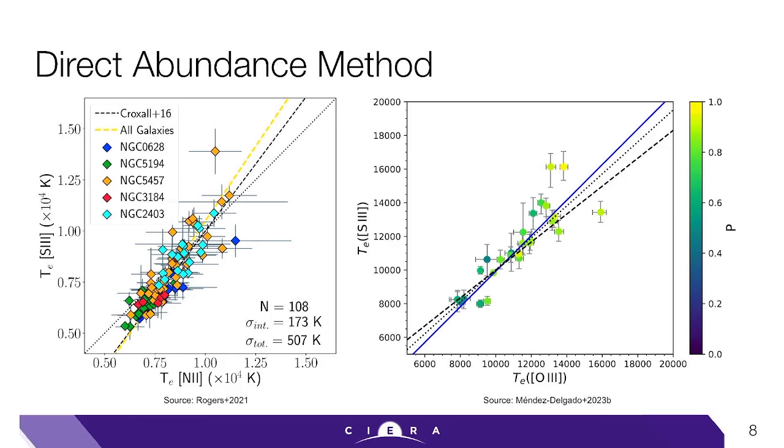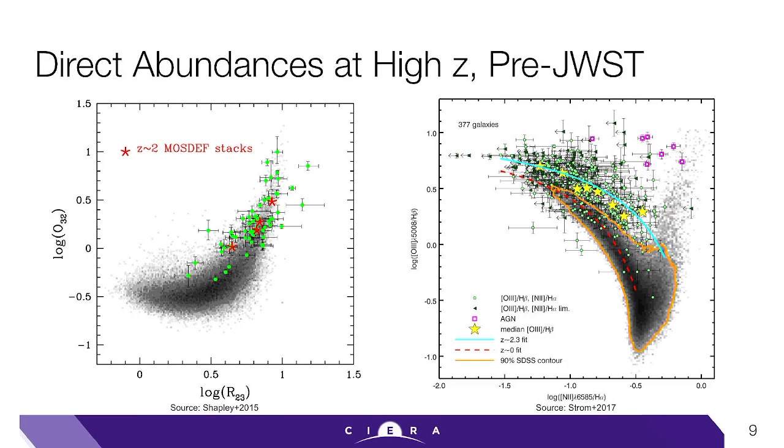So in the case where we're missing a direct electron temperature, we can use a measured temperature and one of these temperature scaling relations to infer the electron temperature in a different ionization zone to calculate the ionic abundances within that zone. Great, so this has been an overview of the direct abundance method as applied at redshift 0. So what was the state of high redshift direct abundances pre-JWST?